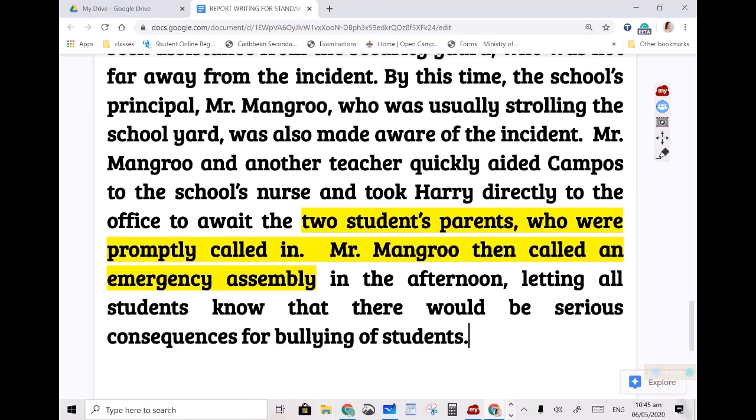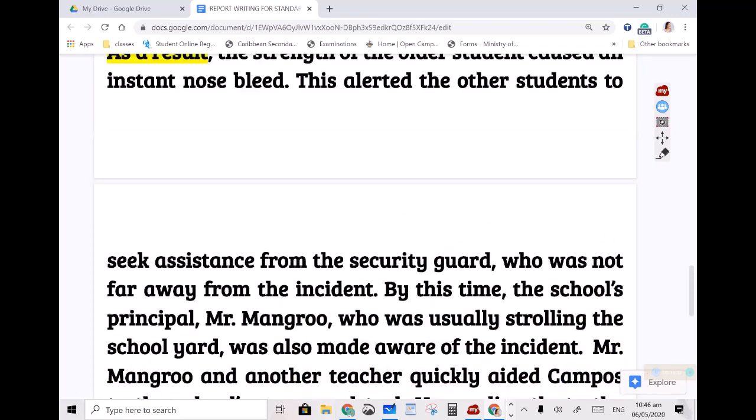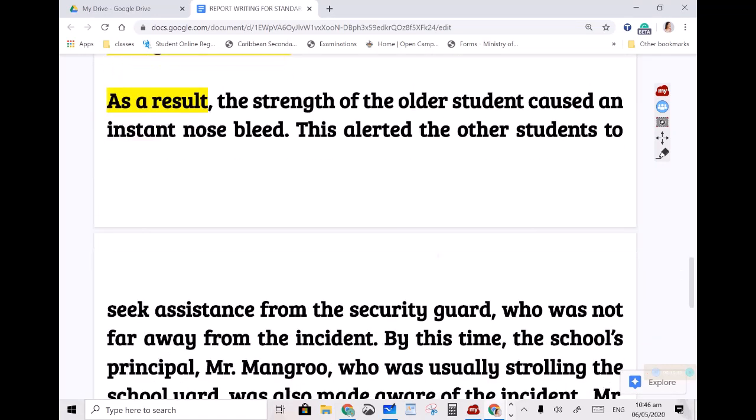Mr. Mangru and another teacher quickly aided Campos to the school's nurse and took Harry directly to the office to await the two students' parents, who were promptly called in. Mr. Mangru then called an emergency assembly in the afternoon, letting all students know that there would be serious consequences for bullying of students.